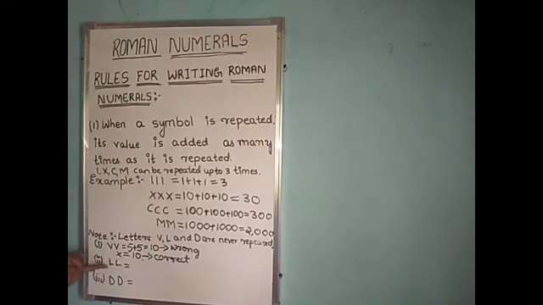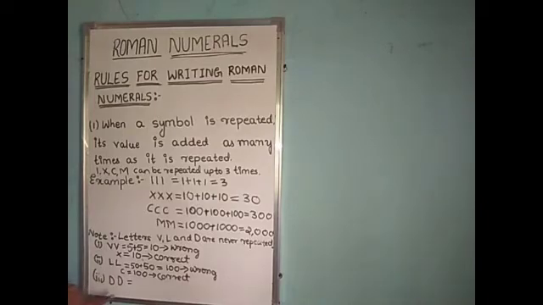Second example. Here, how many times is L repeated? 2 times. So we have to add 50 2 times. 50 plus 50 is equal to 100. We know that symbol C is equal to 100. So this one is wrong. This one is correct.